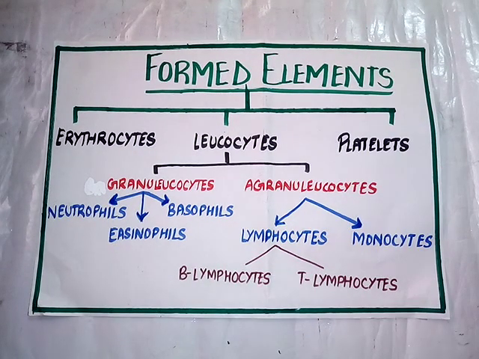So, erythrocytes. Erythrocytes are also known as red blood cells or RBCs. A healthy man has on average 5 million to 5.5 million RBCs per cubic millimeter of blood. RBCs are biconcave in shape. They are formed in the red bone marrow of bones. RBC's average lifespan is 120 days. After 120 days, they get destroyed in the spleen. Spleen is also known as the graveyard of RBCs.